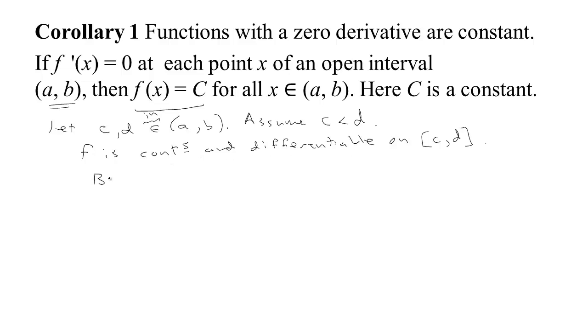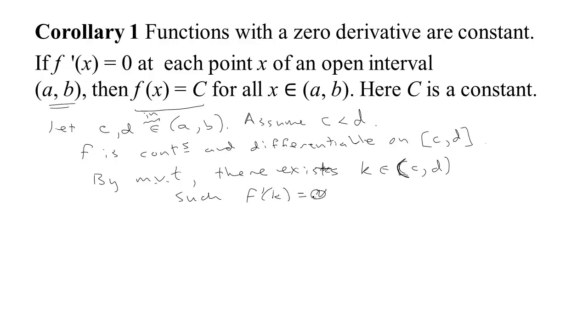Then by the mean value theorem, there exists a point between C and D. Since I've already used C for that endpoint, there exists a K strictly in the interval CD, such that f prime at K equals, sorry, f prime at K equals f of D minus f of C, all over D minus C. So that's the mean value theorem.